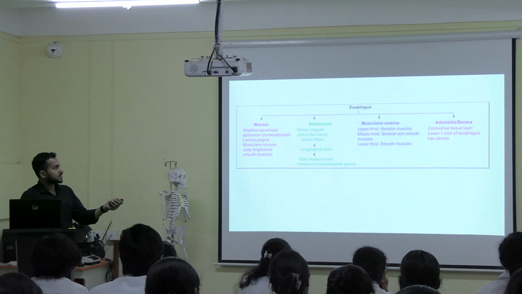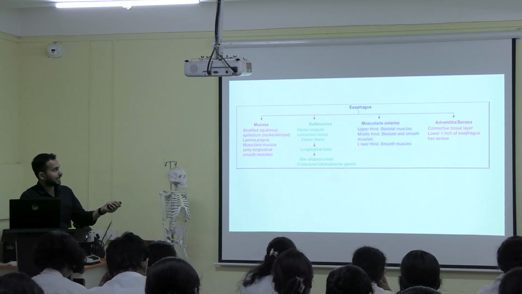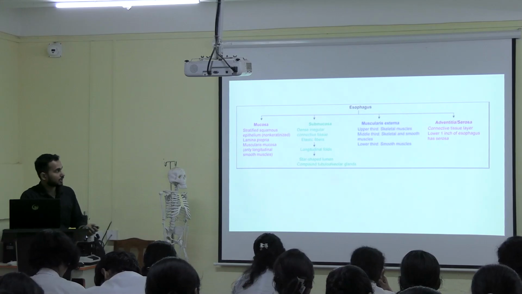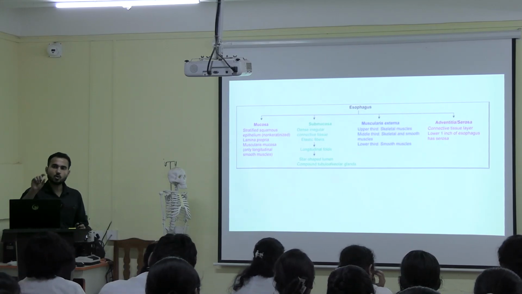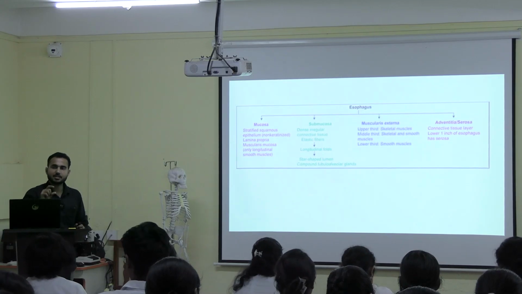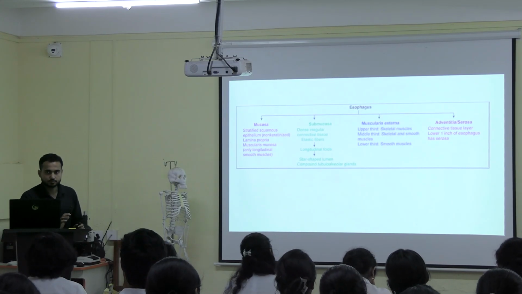Next, muscularis externa is there. So upper third skeletal, middle mixed, and lower part only smooth muscles are there. And adventitia, mostly it is made up of connective tissue. The lower 1 inch or approximately 3 centimeter is covered by peritoneum, where serosa is present.